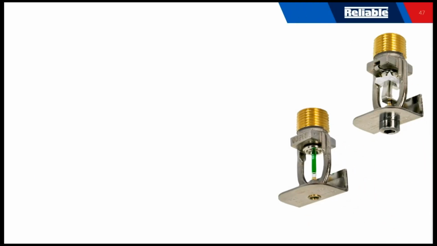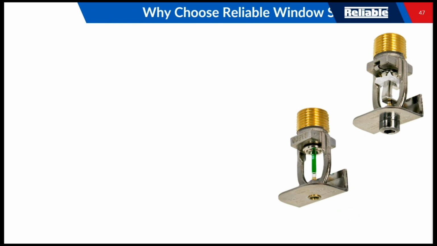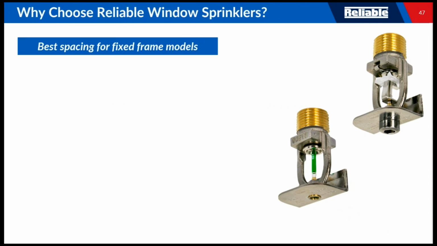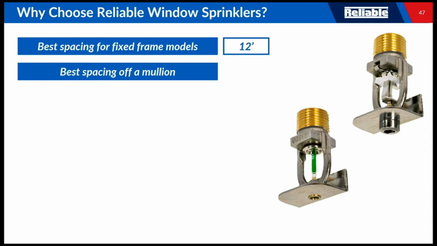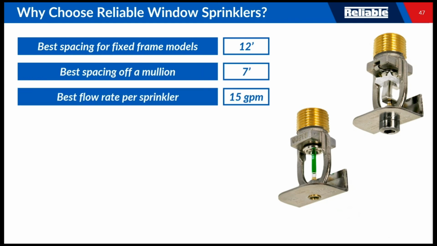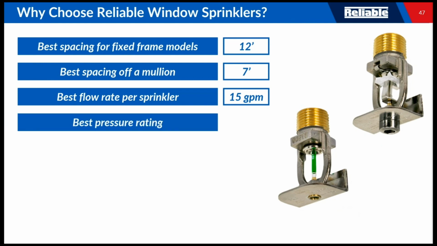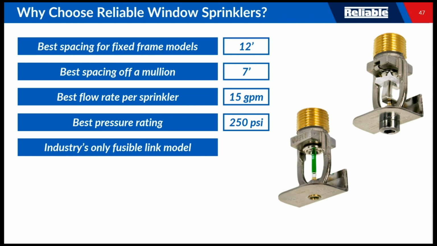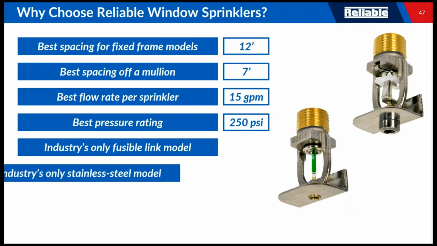So why would you want to choose the window sprinklers from Reliable? Well, we offer you the best spacing for the fixed frame models at 12 feet. We offer best spacing off the mullion at 7 feet. We have great flow rates of 15 gallons per minute per sprinkler, and we have the best pressure rating at 250 psi. We offer the industry's only fusible link model, if that's something that is of concern to you. We have the industry's only stainless steel model.